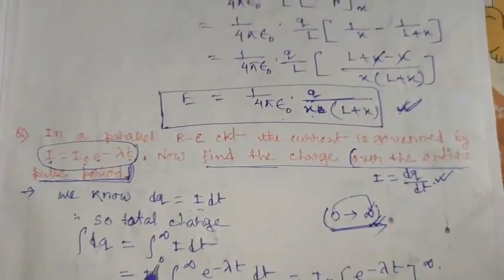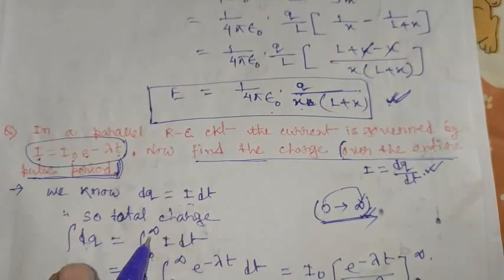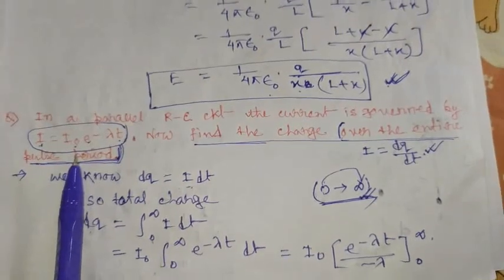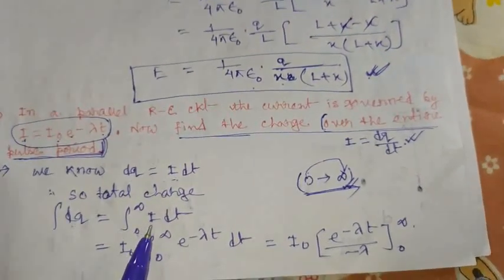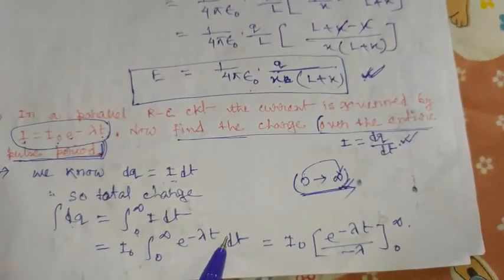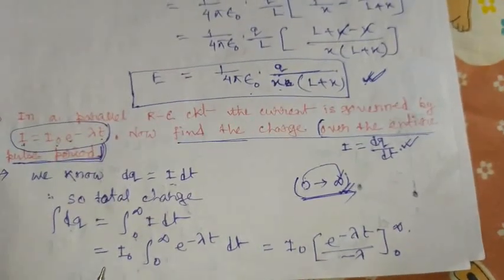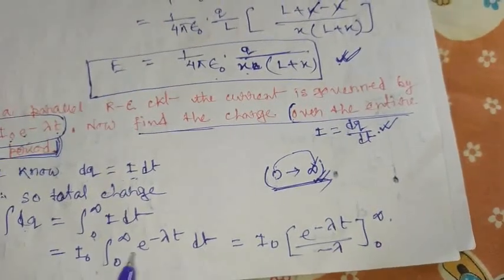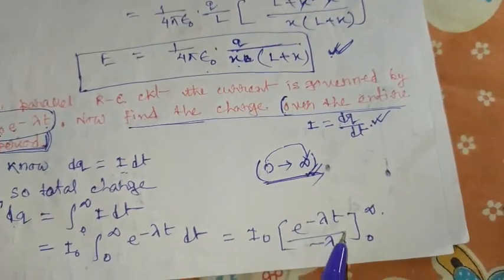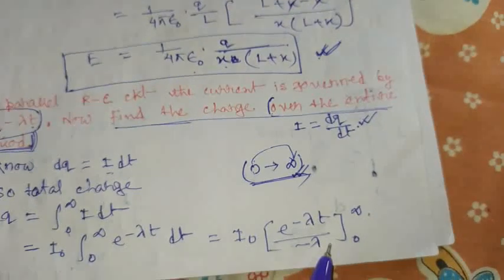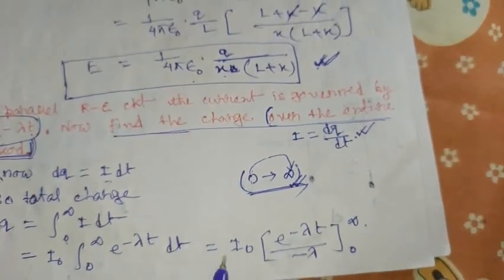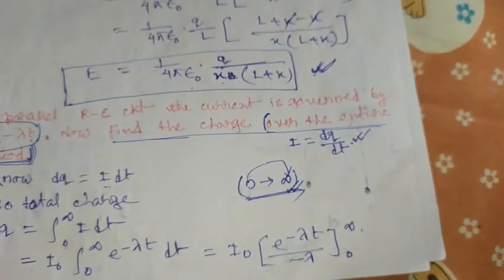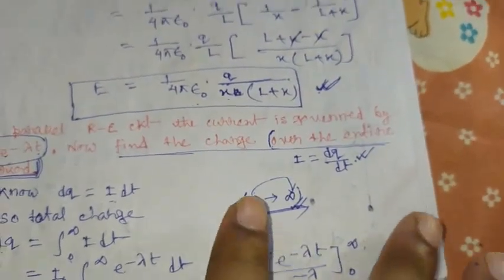So we put here from lower limit 0 to infinity I dt, and we put the value of I, that is the current equation, I naught e to the power minus lambda t. I naught comes outside the integral, and e to the power minus lambda t dt from 0 to infinity. And you know the process of integration: I naught e to the power minus lambda t by minus lambda, putting the integral limit 0 to infinity.